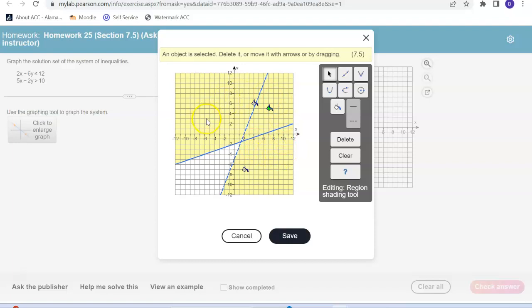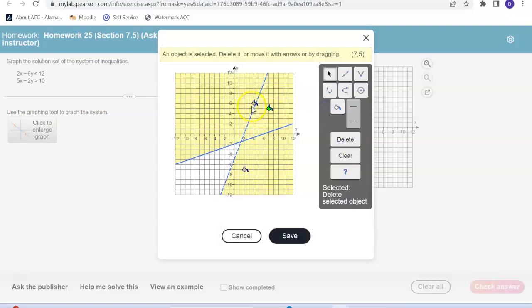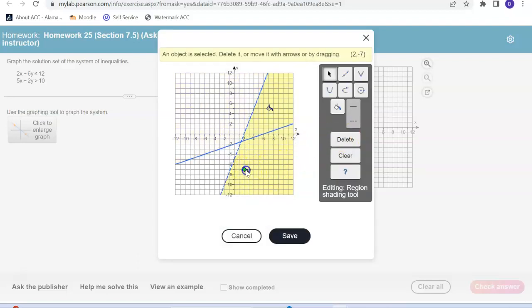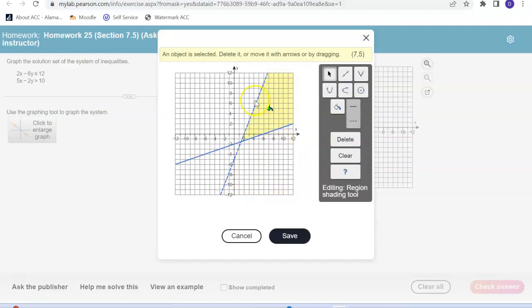So if you remember when I had it shaded in the two different color highlights, that's what my graph looked like. But then I'm only curious about where it overlaps, which would be this area here. Hopefully you can see my mouse. So I need to delete the other areas. I'm going to click on this one and then press delete. It asks me, do you want to delete this object? Okay. And then I'm going to click on this area, delete. Do you want to delete this object? Okay. And that should be what I'm left with.